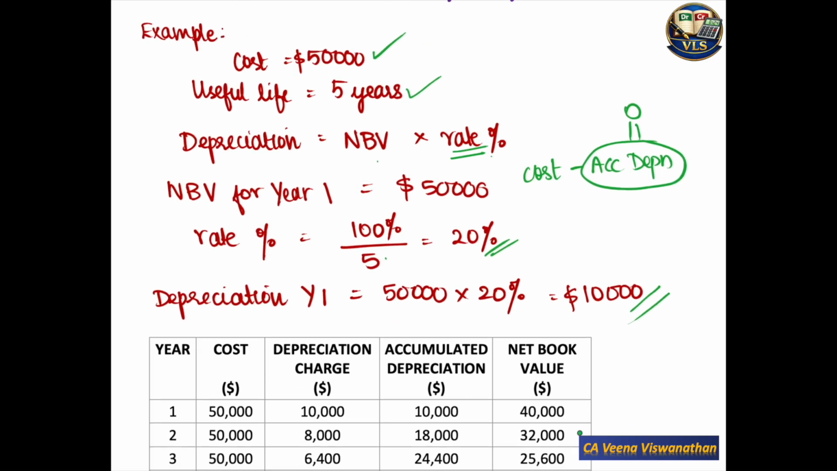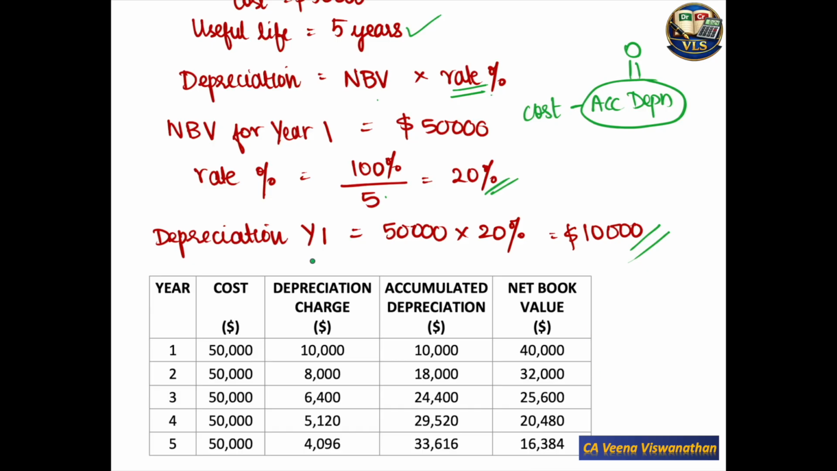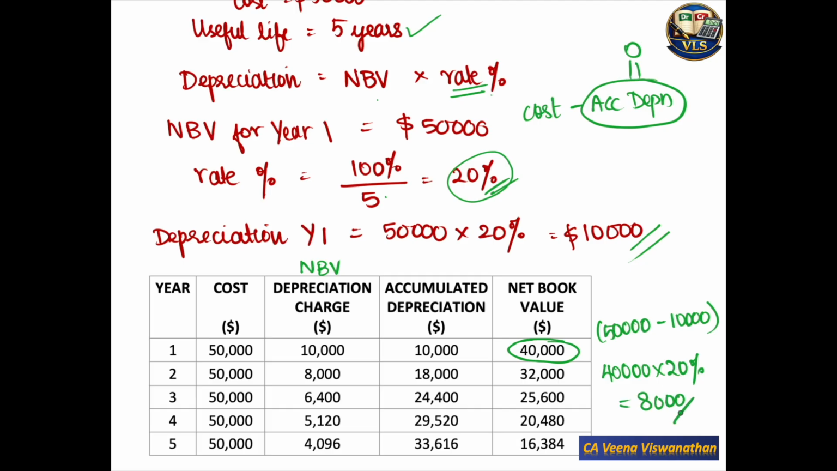Now when I have to calculate the depreciation for the second year, first I'll have to calculate the net book value. What is my net book value? 40,000. Now what is my rate of depreciation? 20%. So for the second year, it would be 40,000 into 20%. How did I get 40,000? It is nothing but 50,000, which is the cost, minus the depreciation charge for the first year. That multiplied by 20% would give me 8,000. So this is the depreciation charge for the second year.